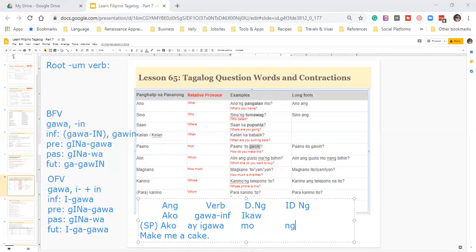Cake, nang cake. All right. So just like in English, we have direct object and indirect object. You see my sentence, make me a cake, right? What is your direct object? The me, because it follows right after the verb. But your indirect is cake.